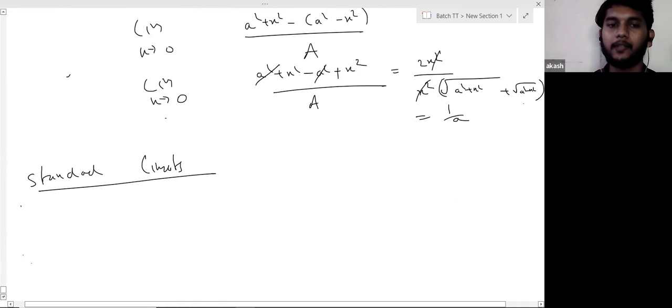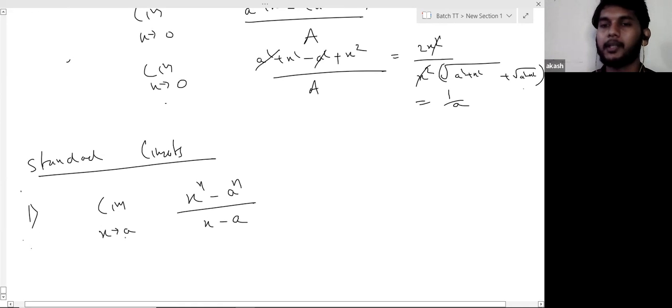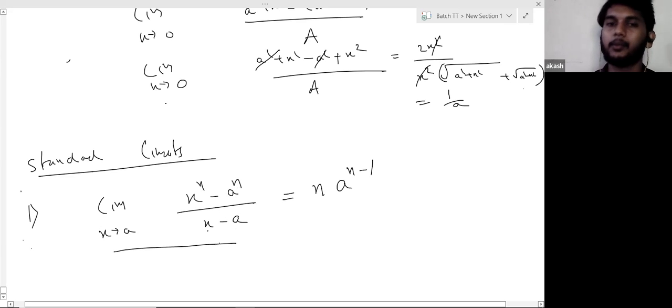All right. These are some standard formulas that you can use in many questions. Limit x tending to a, x raised to the power n minus a raised to the power n upon x minus a. If you put directly x equals to a here, a raised to the power n minus a raised to the power n is 0, a minus a is 0. So 0 by 0 we do not like. So what is the direct formula here? n a raised to the power n minus 1. All right. Whenever you see this kind of limit, you can use this formula directly.